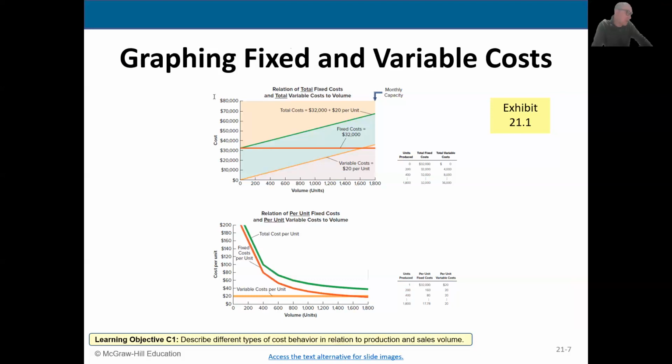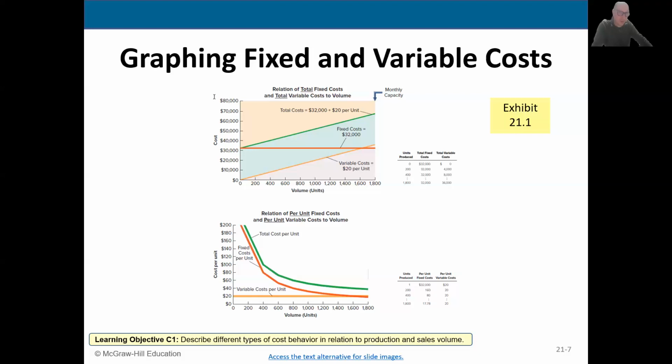As we had mentioned, total fixed costs on the top chart remain the same regardless of the level of output. And we know that total variable costs increase with the level of output. Fixed costs plus variable costs equal total cost.